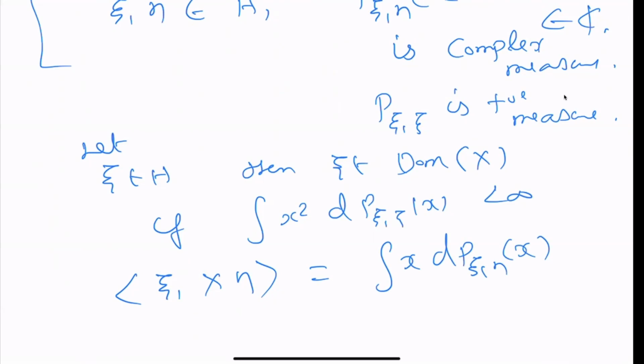So xi need not be in the domain. For xi in H, and eta, it's enough to check on the domain because the domain is dense. If you know this for any xi in the domain, then by continuity you know it for everything. It's enough to know it for xi and eta in the domain of X. So this is what the spectral theorem is.